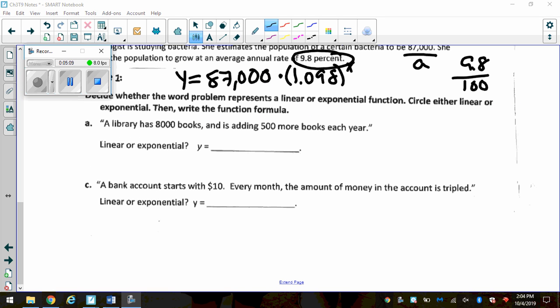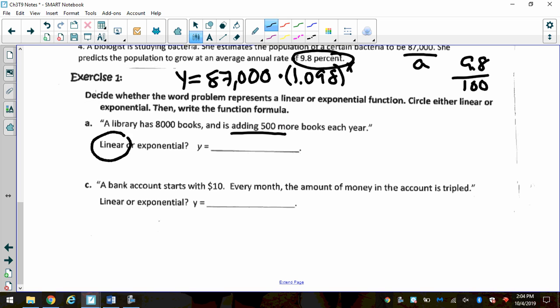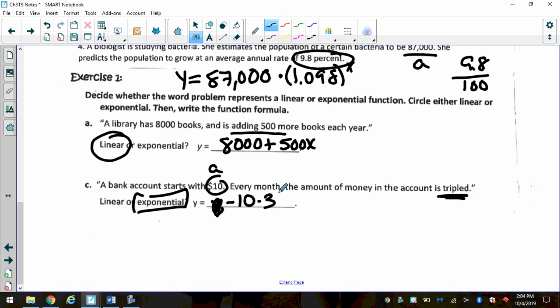Now we need to read these two, and we're going to decide if it's linear or if it's exponential. So the library has 8,000 books, and it's adding 500 more books each year. So that's adding the same number each time. That's why we're picking linear. So we have to start out at 8,000, and we're adding 500x each year. And this time we're starting off with 10. So that again is our A. But where count is tripling. So that's the key word to tell you that it's exponential. And we're going to have y equals 10 times 3 to the x.